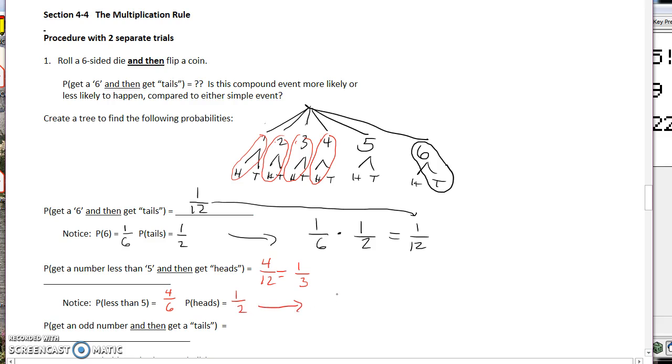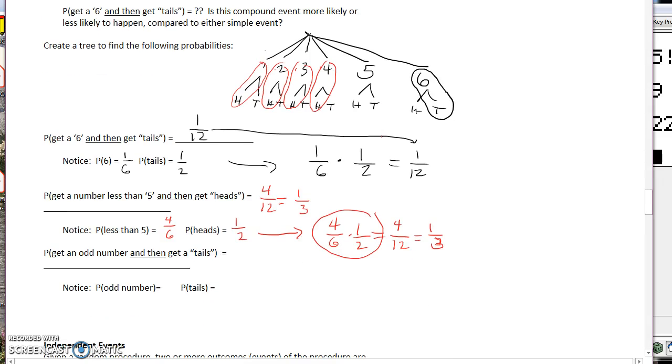So take a look at this. If we do 4 out of 6 times 1 out of 2, to multiply fractions, you multiply the numbers on the top and the numbers on the bottom. 4 times 1 is 4. 6 times 2 is 12. So this gives us 4 out of 12, which reduces to 1/3. So this is going to be way easier than us trying to do a tree diagram every time. So let's use this idea, which we call the multiplication rule, to do this last one.